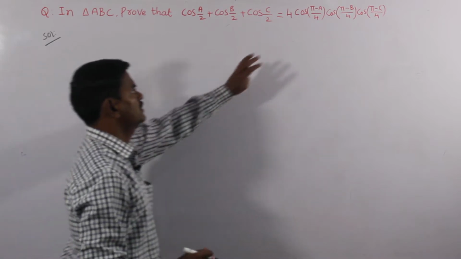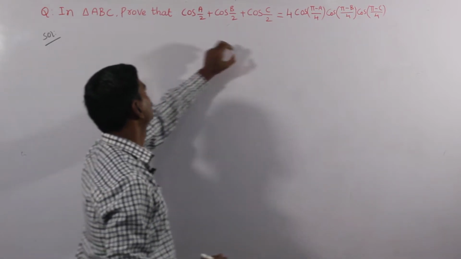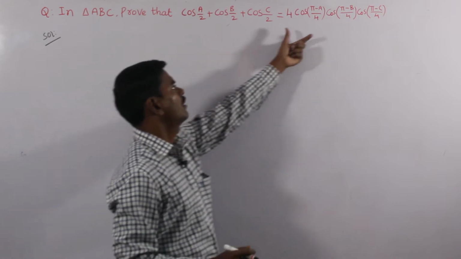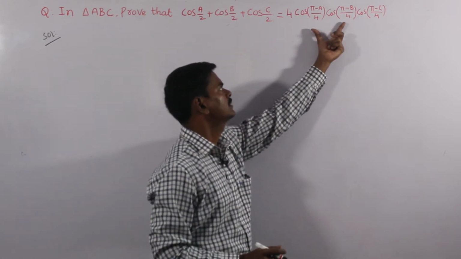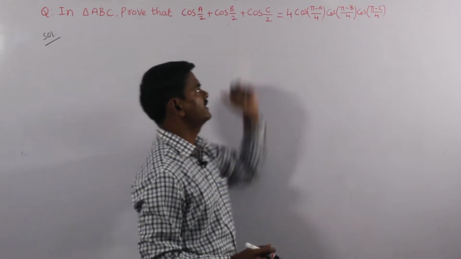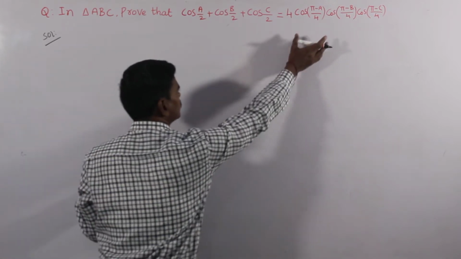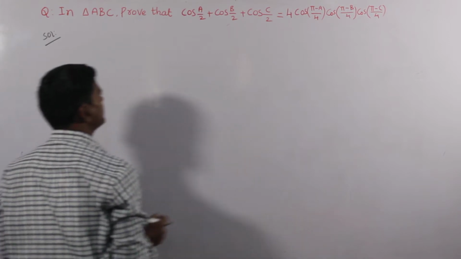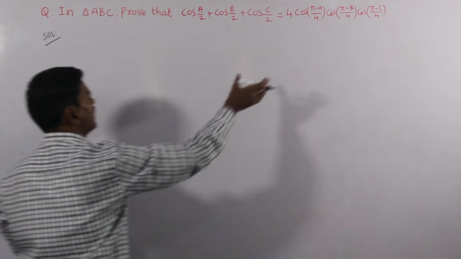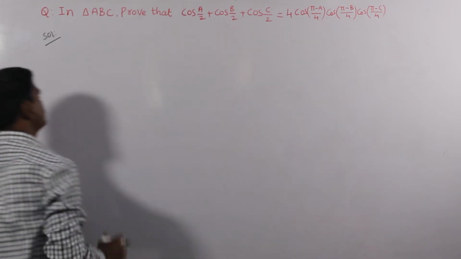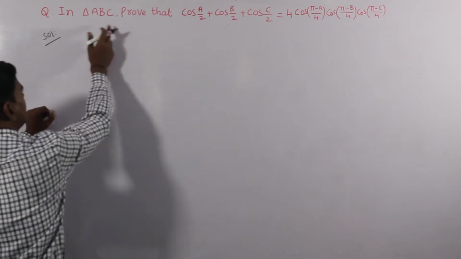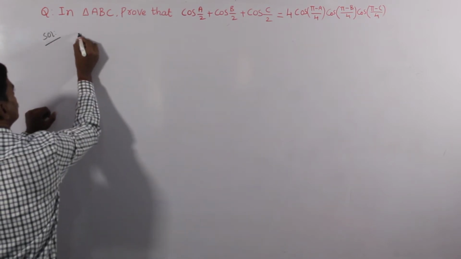So this is a different model problem. In this problem we can observe that the RHS is in terms of π. For these kinds of problems we can proceed with the RHS so that we can feel it is easy. By simplifying the RHS we can prove the LHS easily. In triangle ABC, so let us start the solution.